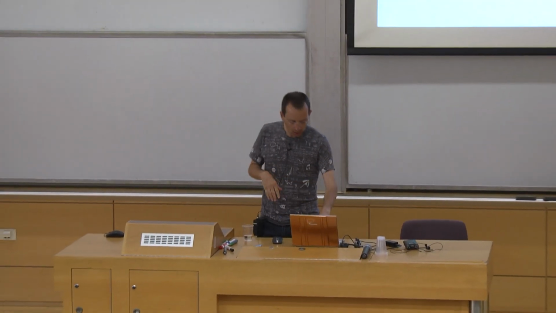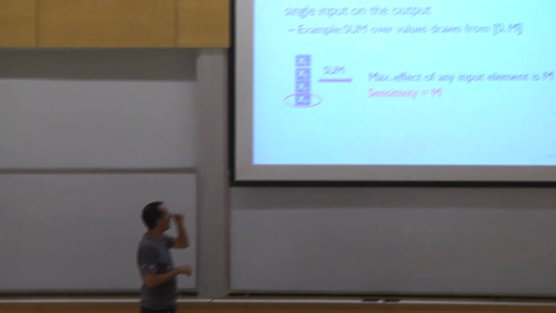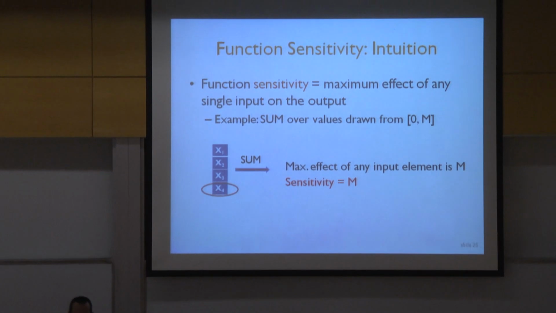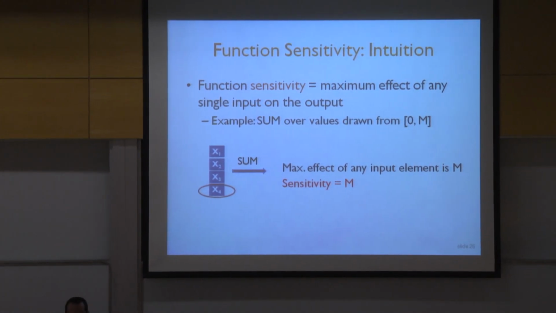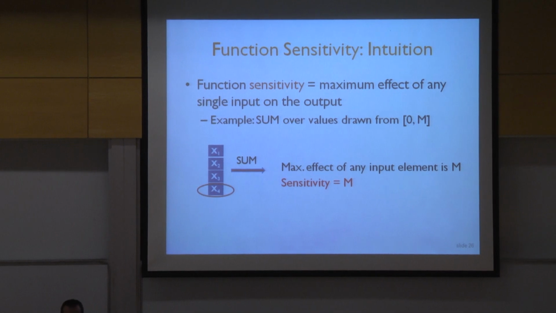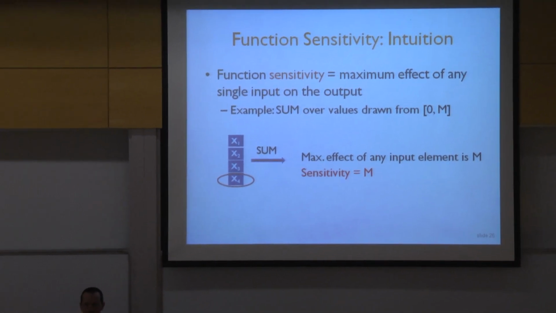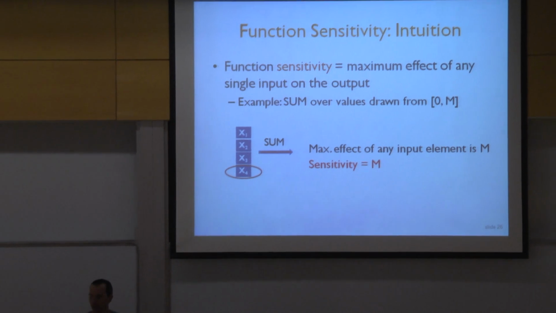So for example, if we're computing a sum of values, then the maximum effect of any input element is what? The biggest element in the domain. Why?